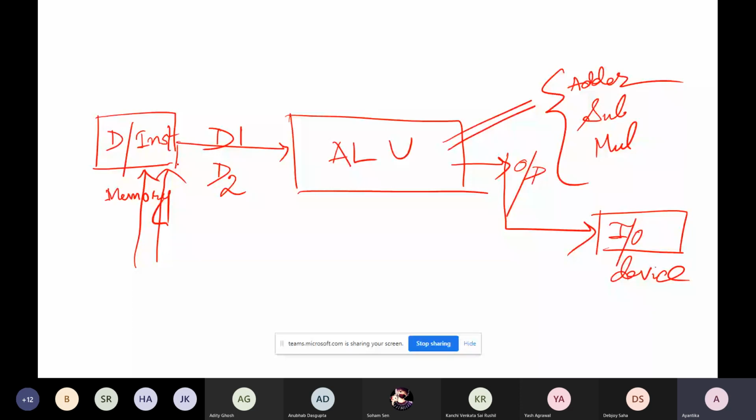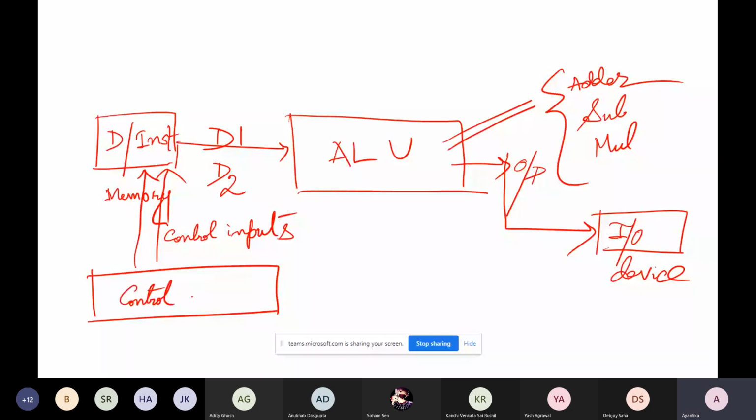Control inputs. That means there is some control unit. This control unit is giving the control inputs to this data or instruction memory, from where you are fetching data on what to do, that is the instruction, and on top of which value you have to do it. Addition on top of which value, subtraction on top of which value. So that instruction will be stored in this memory and the control unit selects according to your requirement. This control unit will select those values from this data or instruction memory.